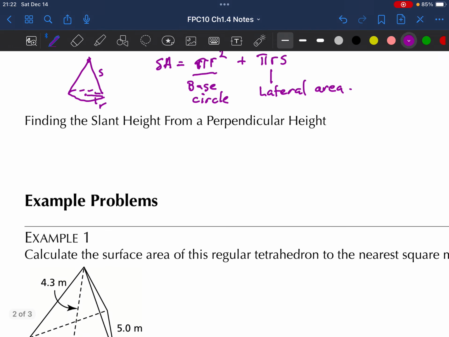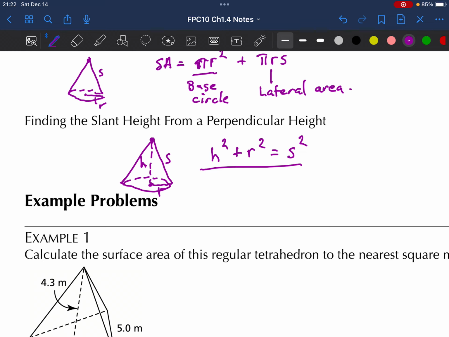All right, lastly, when you're finding the slant height from the perpendicular height, usually we do this with a cone, but we can also do this with a pyramid. It's the same thing. Height, here's the perpendicular height, here's the radius, here's the slant height. The perpendicular height squared, plus the radius squared is equal to the slant height squared. So we just need to solve the Pythagorean theorem for this right triangle. All right, so there's some basics there. In the next video, we'll get on to the example problems.